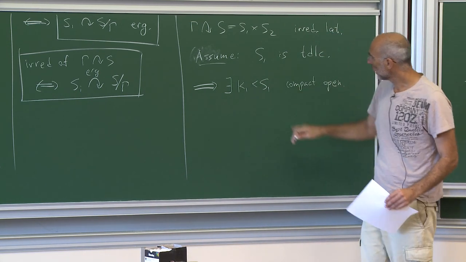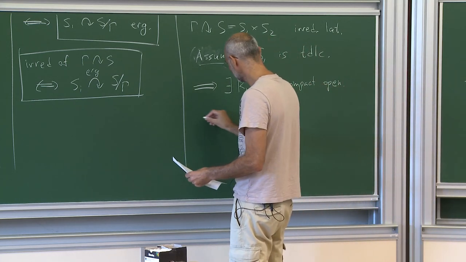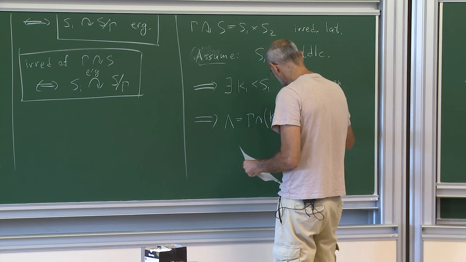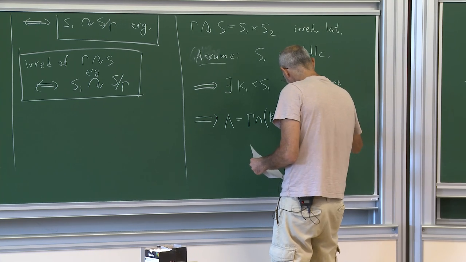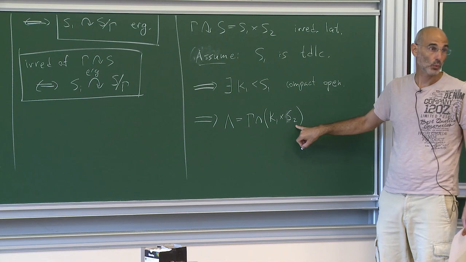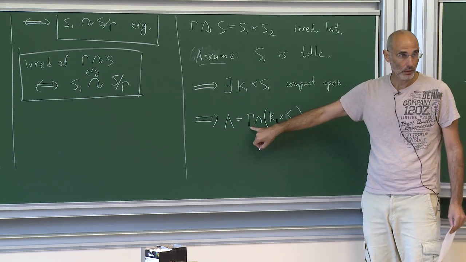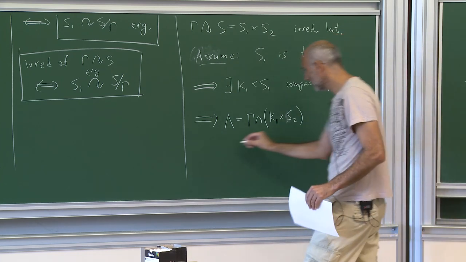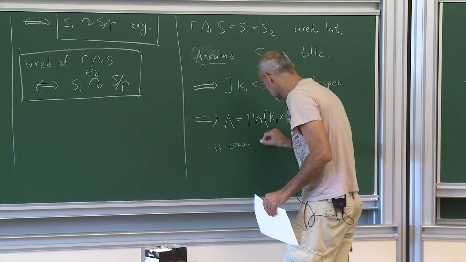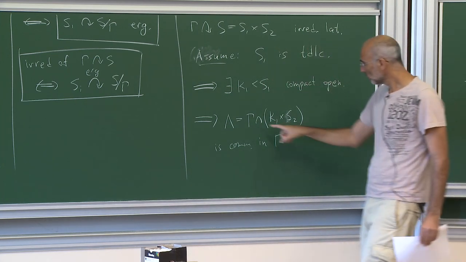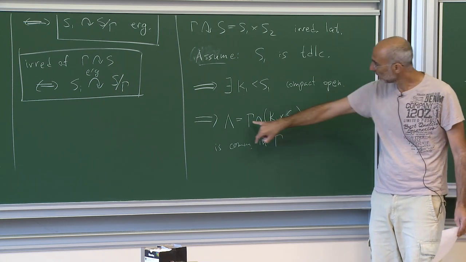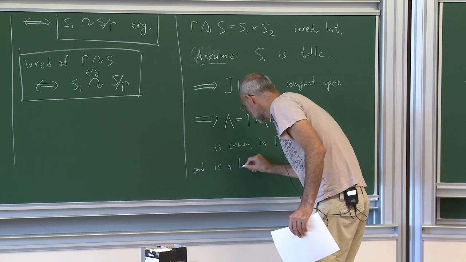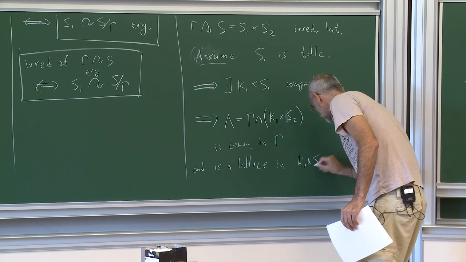So we have this commensurated group. Also, I can intersect this with gamma, and I will define lambda to be the intersection of gamma with K1 times S2, which is commensurated in S1 times S2. And its intersection with gamma then is commensurated in gamma. It follows that lambda is commensurated in gamma on one hand, but also, you see, this is an open subgroup of S, and I intersected a lattice with it. So also this is a lattice in that group.